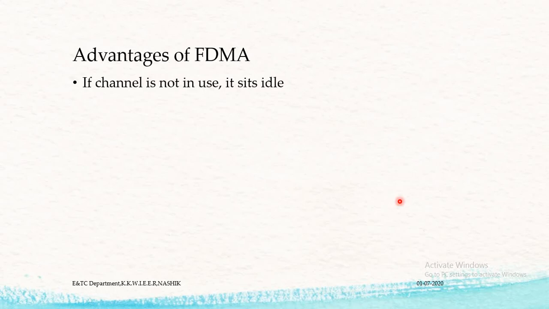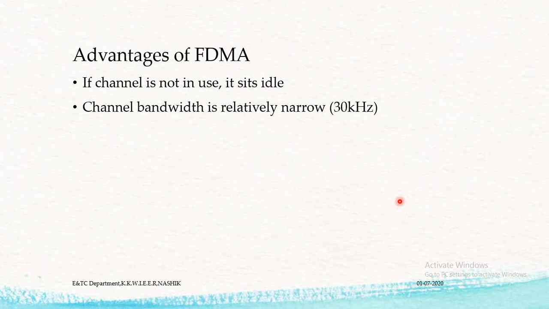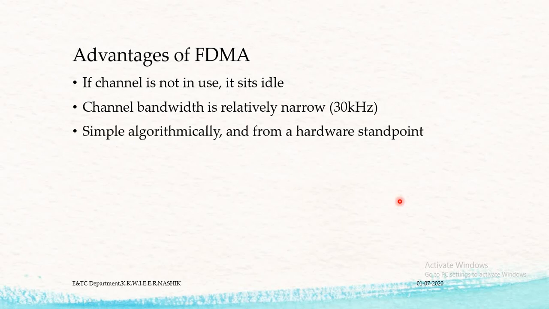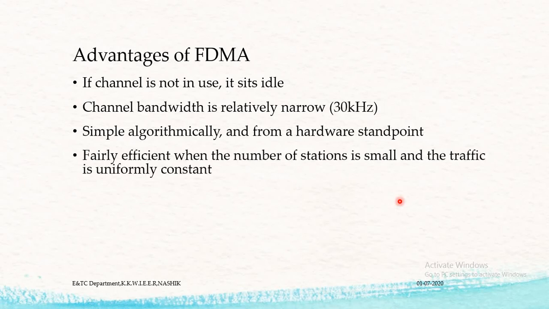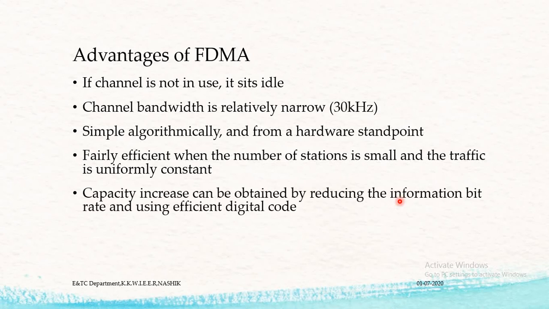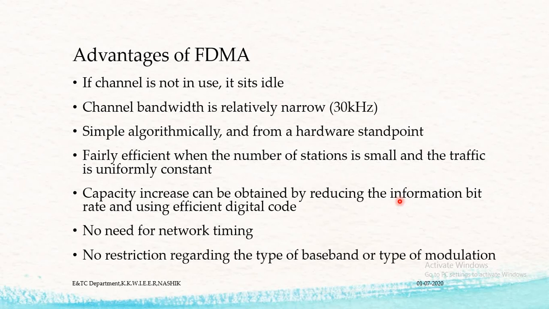Advantages of FDMA: if a channel is not in use, it sits idle. This is a basic and most important advantage. Channel bandwidth is relatively narrow, simple algorithm, and from a hardware standpoint, fairly efficient when the number of stations is small and the traffic is uniformly constant. Capacity increase can be obtained by reducing the information bit rate and using efficient digital code. No need for network timing. No restriction regarding the types of baseband or the types of modulation.